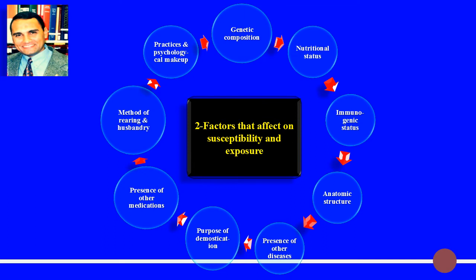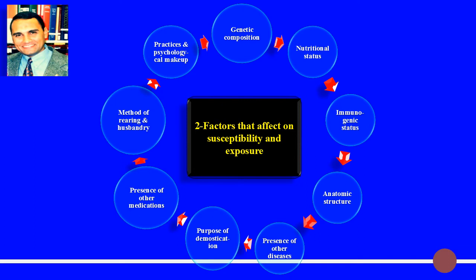Purpose of domestication of animals. Mastitis is a disease of animals husbanded for milking, not for fattening. So purpose of domestication is a factor for susceptibility to certain diseases. Presence of other medications, such as cortisone injection at high level and long term, may lead to fungal infection.